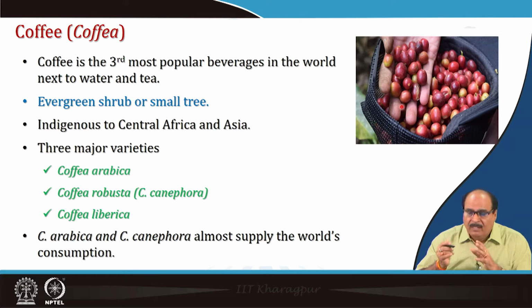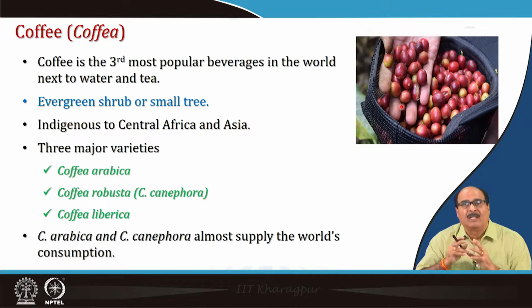Coffee is the third most popular beverage in the world next to water and tea. Coffee is an evergreen shrub or a small tree. It is indigenous to Central Africa and Asia. Three major varieties of coffee are Coffea arabica, Coffea robusta and Coffea liberica. Coffea robusta is also sometimes known as Coffea canephora. These almost supply the largest part of the world consumption of coffee.